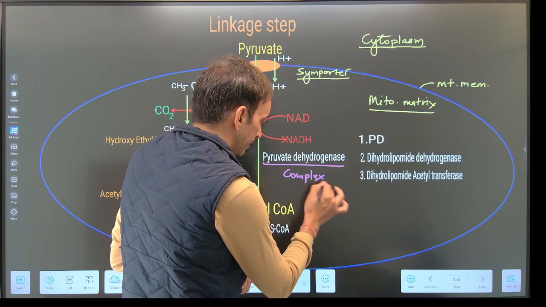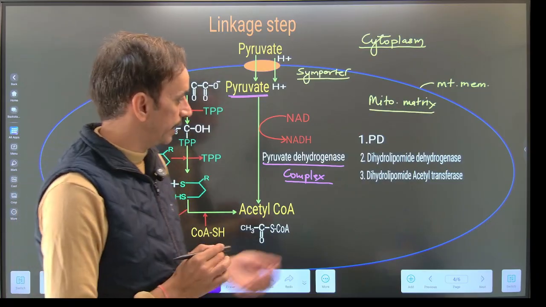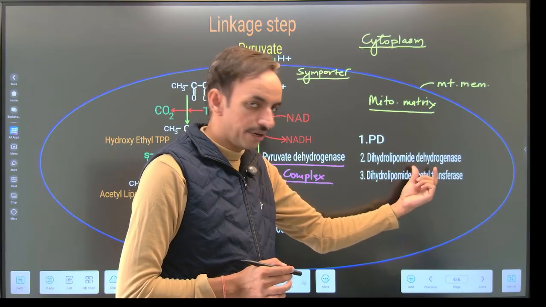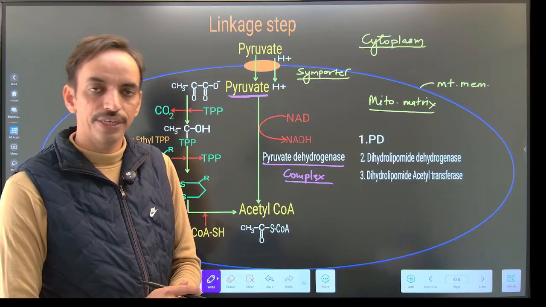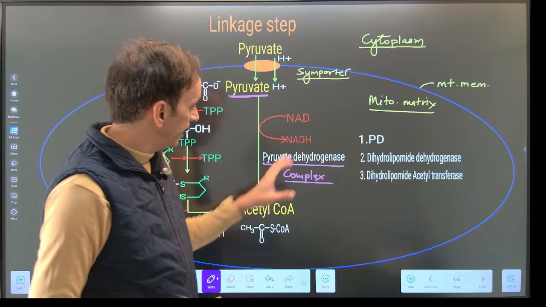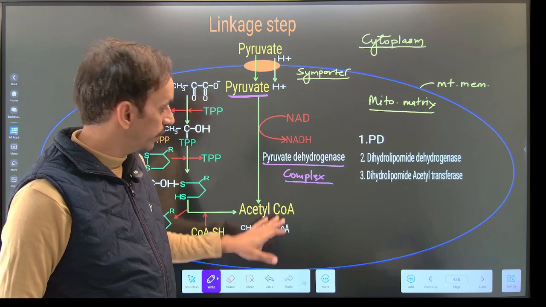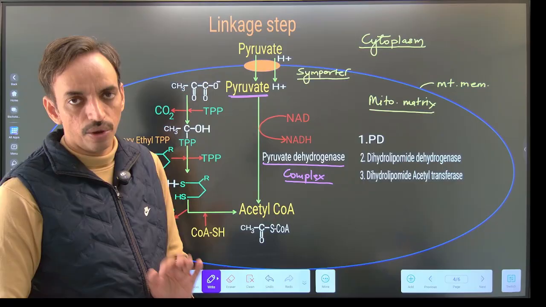Why is it a complex? Because it carries out three important reactions: pyruvate dehydrogenase activity, dihydrolipoamide dehydrogenase activity, and dihydrolipoamide acetyltransferase activity. Let us talk about how pyruvate is converted into acetyl coenzyme A in the presence of the enzyme pyruvate dehydrogenase complex.